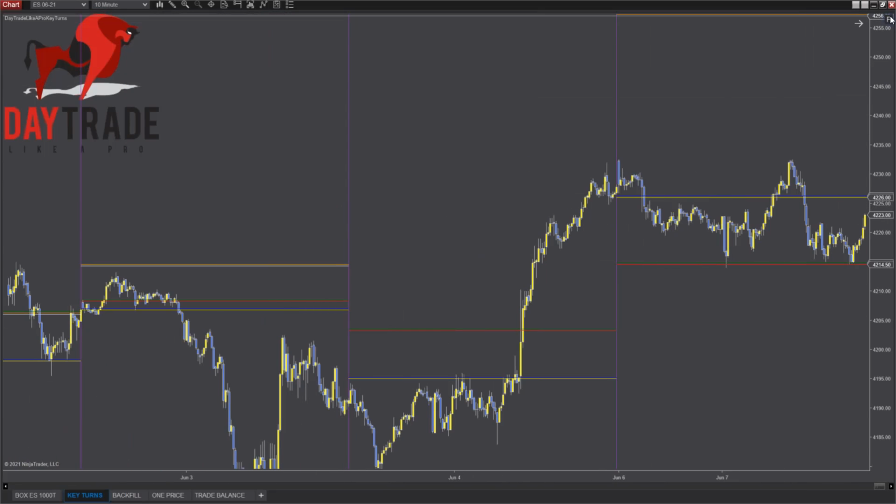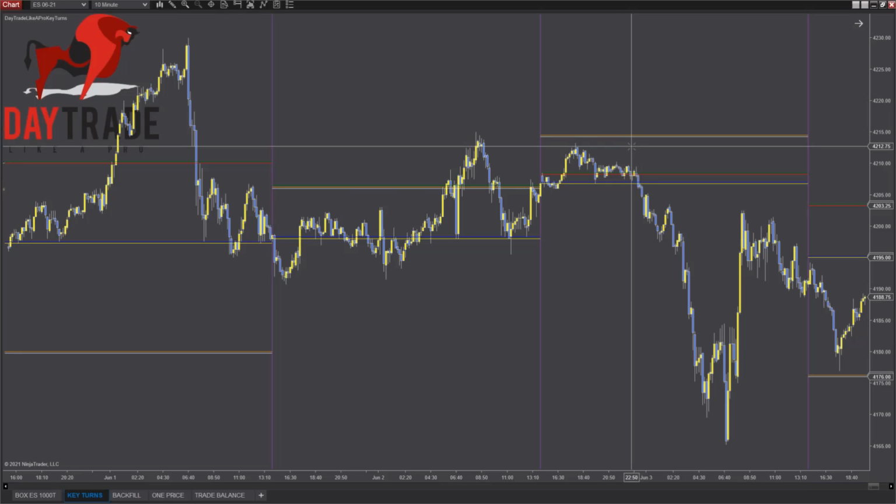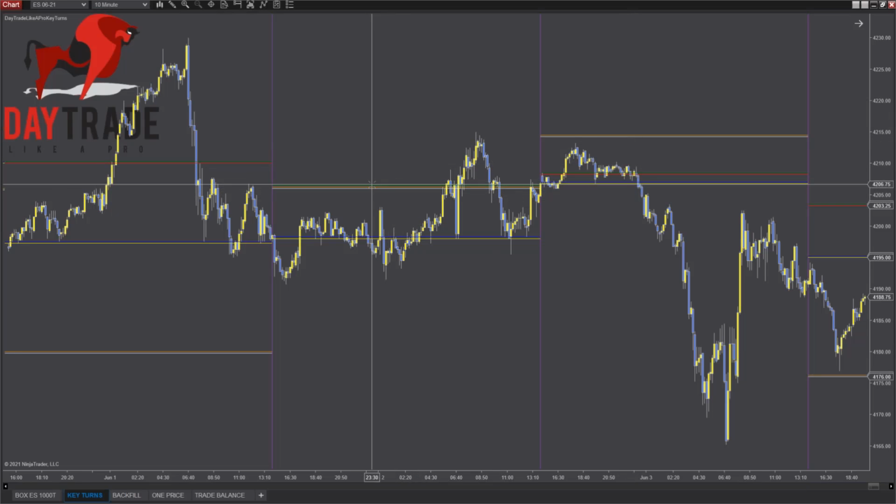So let's look at a couple other things on key turns just to show you an example. So here's one of these where they're stacked up together. So you actually get like 3 different ticks here because these two overlap.